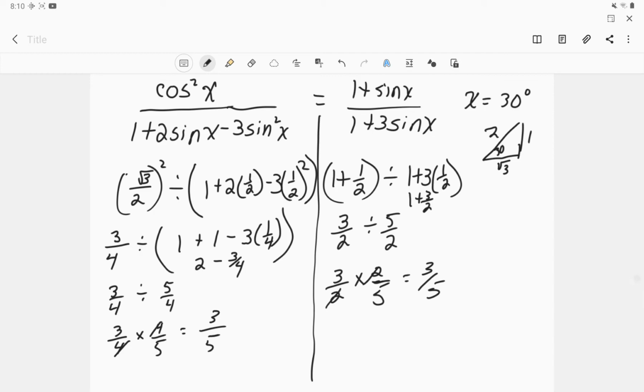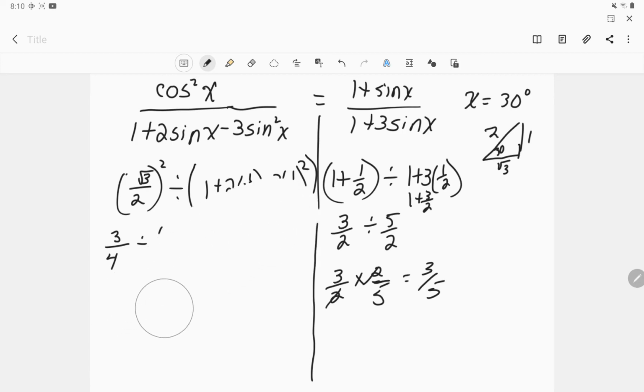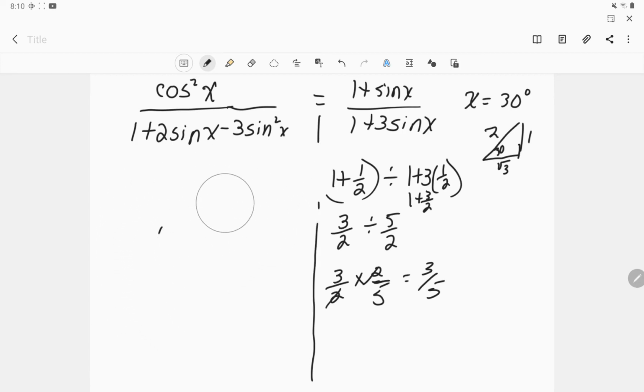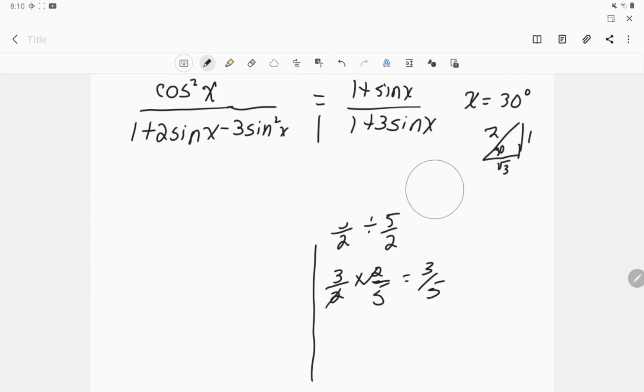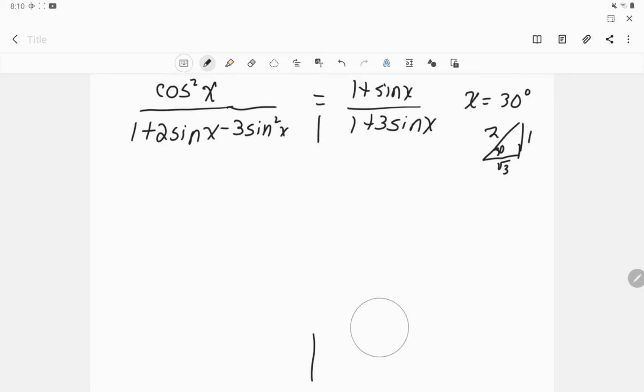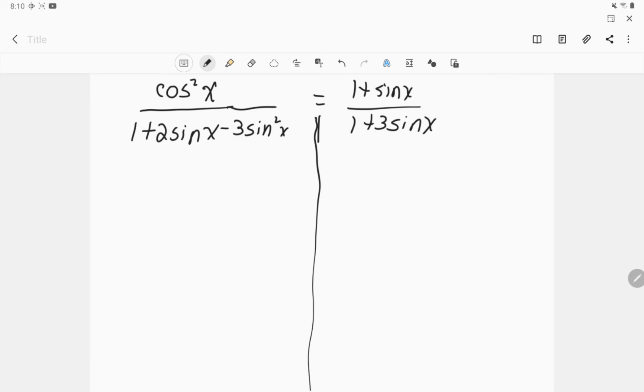So I have proven that this is true for 30 degrees, but then they want you to prove it generally. In other words, using your trig identities. So again, there's different ways to do this. How would I go about this? I don't know yet, honestly. I kind of do this on the fly.